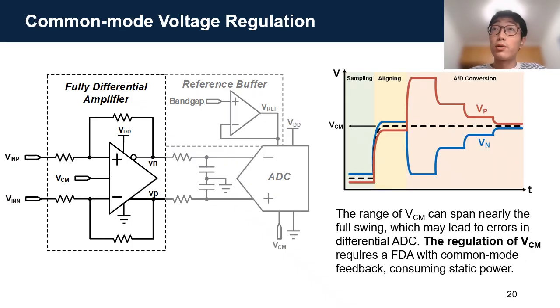Second, the common mode voltage regulation. For different input values, the array output signal has large variations. The common mode voltage of the signals sampled by the ADC spans nearly the entire swing, which can introduce errors in data conversion. So we need to regulate or align the common mode voltage to a fixed value first, and then start conversion. But it usually requires a fully differential amplifier with common mode feedback, which incurs static power consumption.